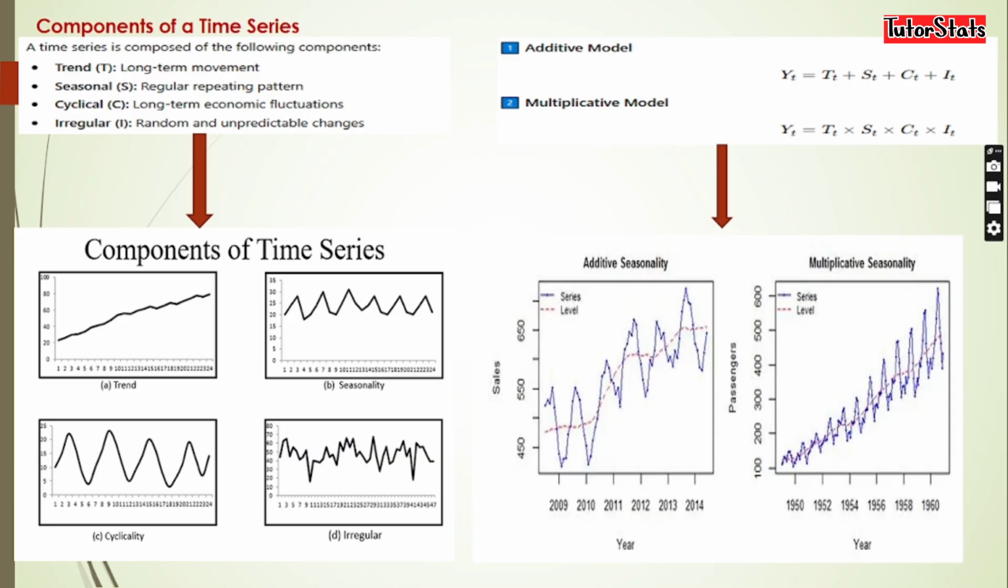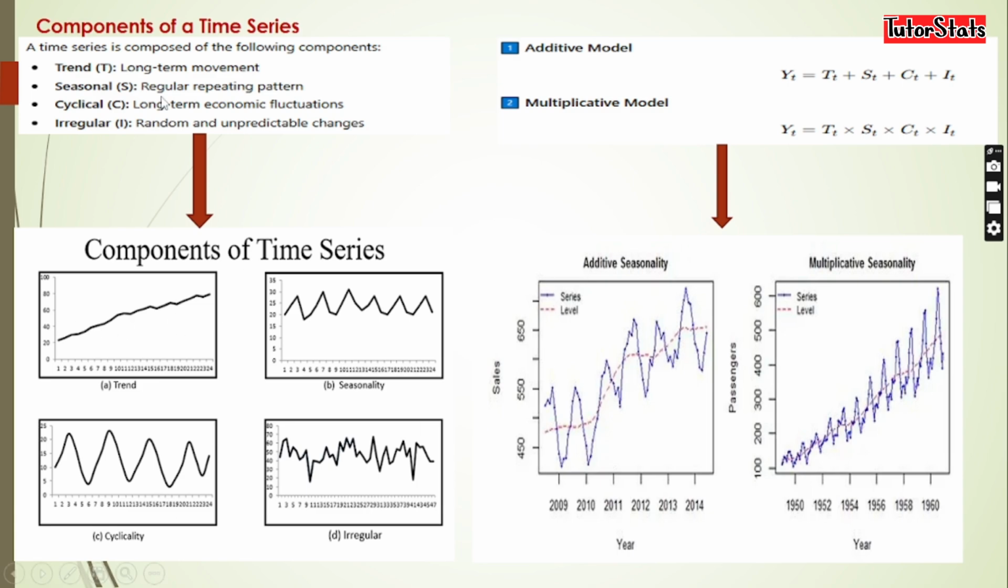The first one is trend, which is known as the long term movement. Trend shows the long term direction of the data. If data is slowly increasing over many years, we say it has an upward trend. If it is decreasing, we call it a downward trend. For example, population growth over years, company sales increasing every year, GDP of a country rising over years. In this graph, we can see a smooth upward line. That line represents the trend.